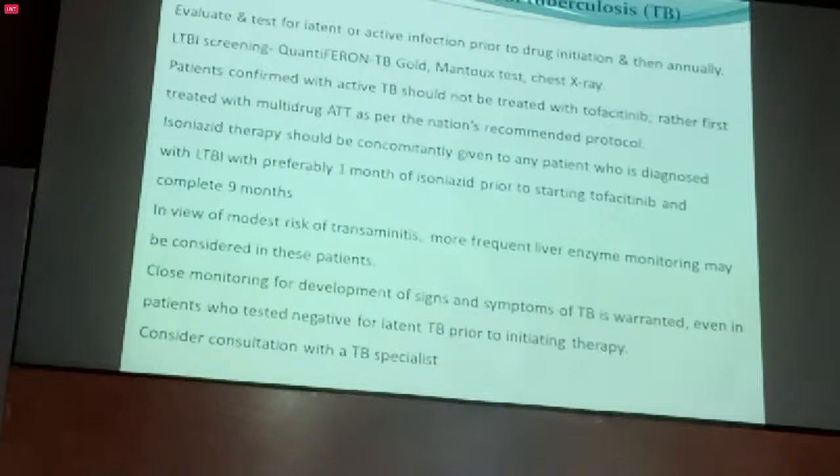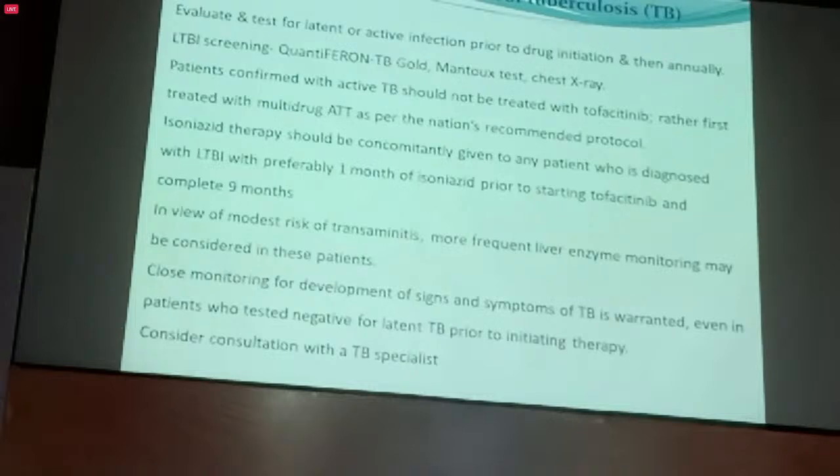And the guidelines for patients at risk of tuberculosis: one should evaluate and test for active infection prior to starting the drug, and then screen the patients annually. Latent tuberculosis infection screening is done with quantiferon TB gold test, Mantoux test, and the XJ test. Patients confirmed to have active TB should not be treated with tofacitinib. Rather, they should first be treated with multi-drug therapy for tuberculosis as per the national protocol, and only then should they be started on tofacitinib therapy.